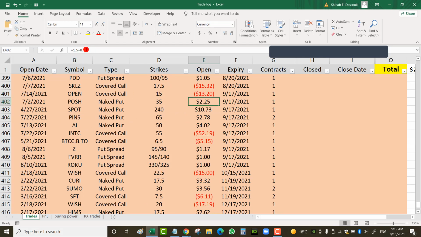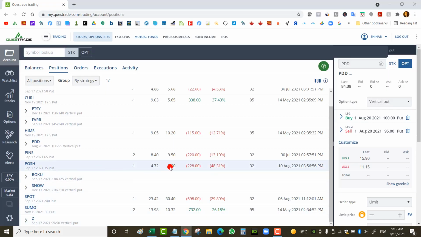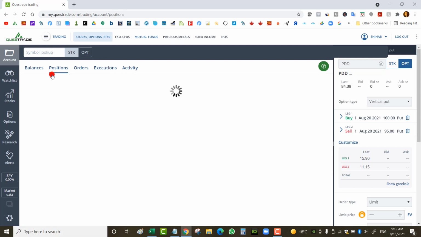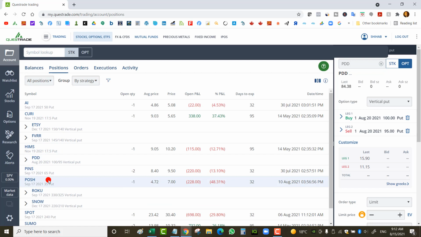I rolled it for an extra 75 cents. So that gives me a total credit of $2.25 for this put option here. But it's worth $7. So I'm down about $500 on this one. So that also explains the gap between the market value and the cash balance. So now all I can do is wait till September, and then I'm just going to have to roll it again. Hopefully Posh comes back up above 35.